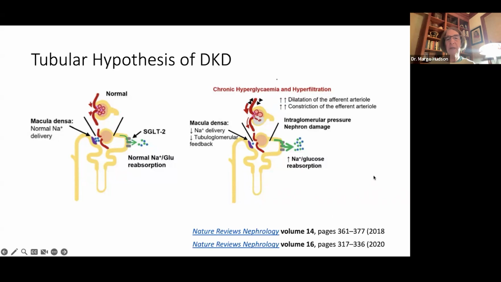However, what happens in chronic hyperglycemia? There is an increase in flow through the glomerulus, an increase in glucose presented. The SGLT2 increases glucose transport. By doing that, it also increases sodium transport. So we have an increase in sodium and glucose reabsorption. And then this leads to a decrease in sodium delivery to the tubuloglomerular apparatus here, the macula densa. Then the tubule feels that there is decreased blood flow. And in response, it causes dilation of the afferent and constriction of the efferent arterioles, which increases intraglomerular pressure and causes damage to the nephron.